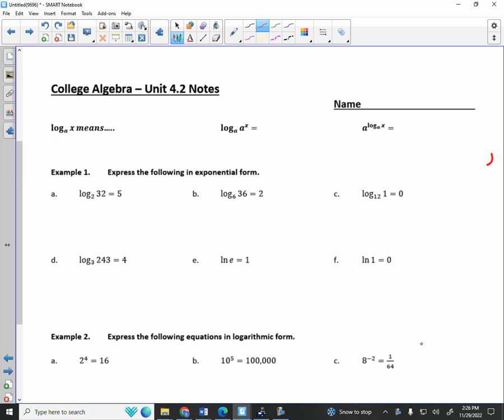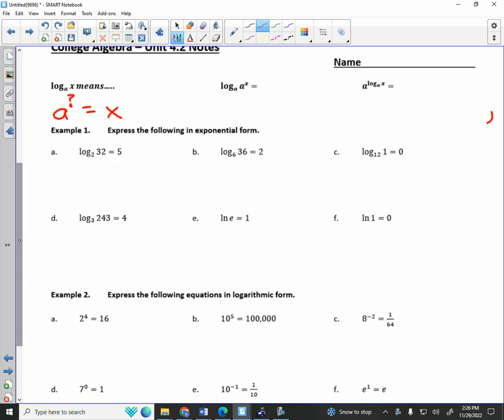Log base a of x means a base of a raised to some power is equal to x. We're going to come back to this a number of times during this day to help you understand a logarithm and its importance. But let us begin by taking something that is in logarithmic form and writing it in exponential form.